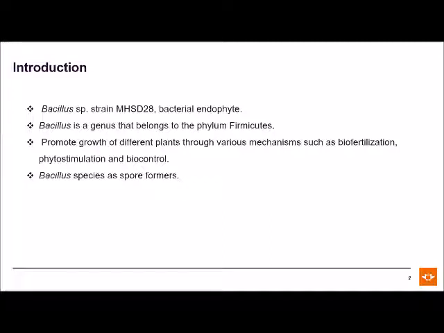Bacillus is a genus that belongs to the phylum Firmicutes of the gram-positive rods. The Bacillus species are known to promote plant growth using different mechanisms such as biofertilization, phytostimulation, and biocontrol. And Bacillus species are known to be spore formers, which is an advantage to the species to survive unfavorable conditions.